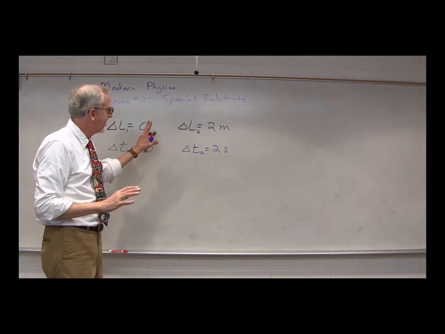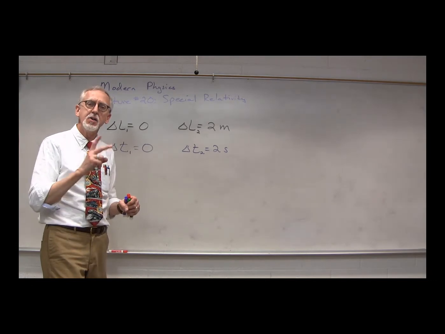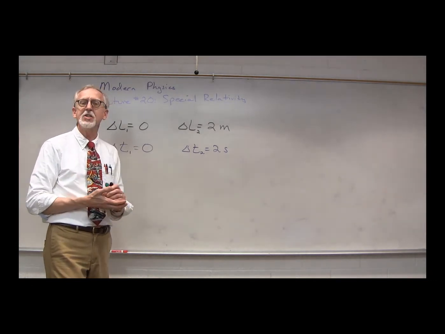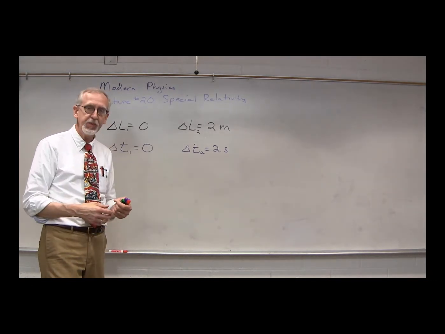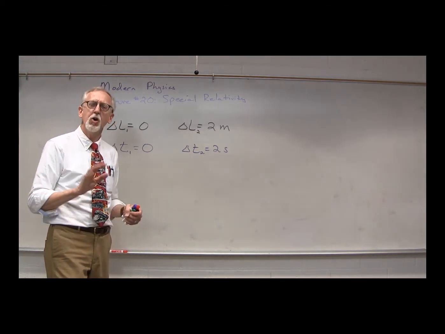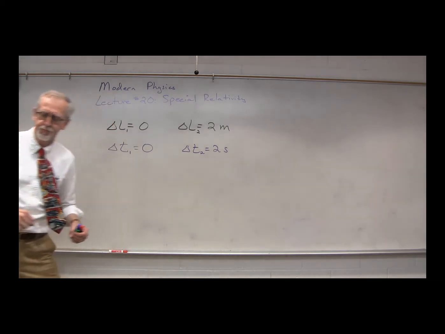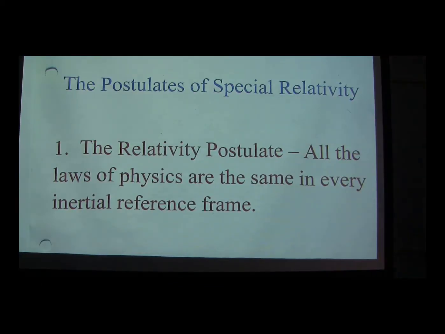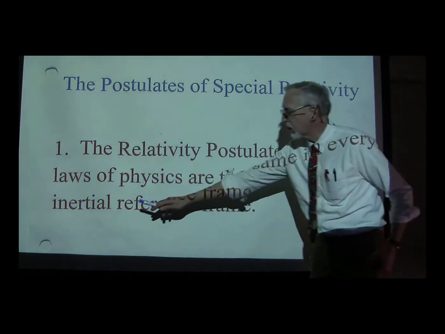Einstein based his theory of special relativity on 2 postulates. A postulate means an assumption. These are not things that will be proven, but assumptions that are made. So what are those postulates? The first postulate, sometimes referred to as the relativity postulate, states: all the laws of physics are the same in every inertial reference frame. Now, first of all, what do we mean by an inertial reference frame?